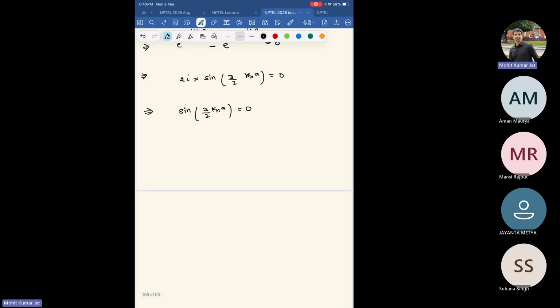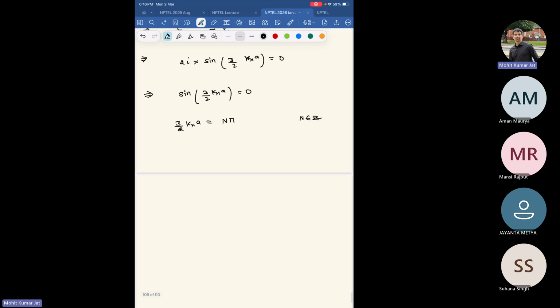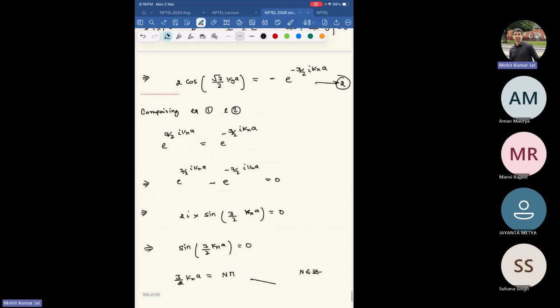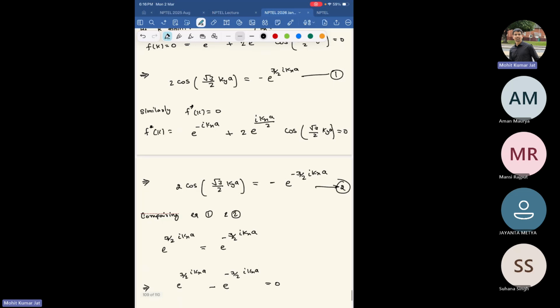Sine kx equals 0 means kx is equal to m pi, right, where m is an integer. So similarly here also, 3 by 2 kxa is equal to n pi, where n belongs to the integers. So this is equation number 1 or equation number 3. So this was the one case.